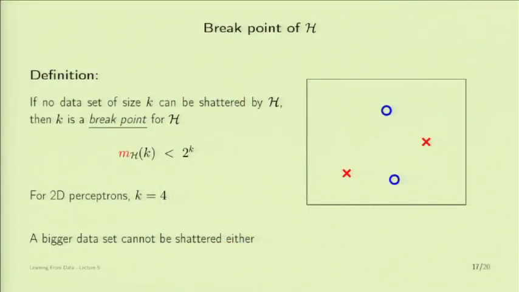Also, if you have a breakpoint, then every bigger point is also a breakpoint. That is, if you cannot get all possibilities on 10 points, then you certainly cannot get all of them on 11. If you could get them on 11, just kill one point, and you will have gotten them on 10.